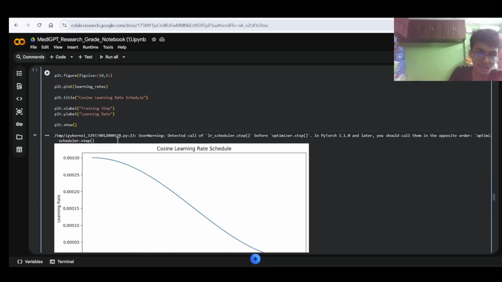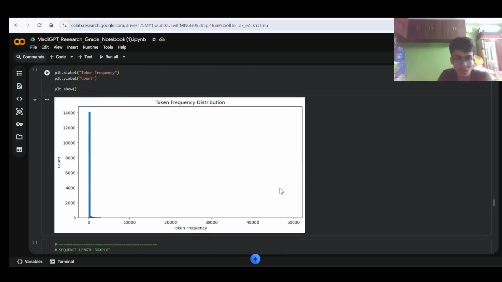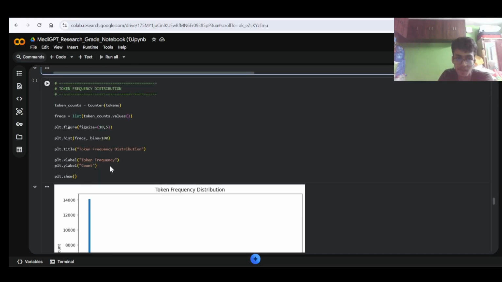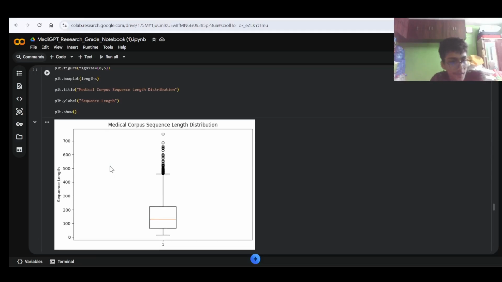No need for visualization. This is just how the cosine learning rate scheduler works, because this is a hyperparameter we also don't know. We are not using a simple vanilla SGD. This is a cosine learning rate scheduler, so it will be a cosine curve and a total frequency distribution. Now you can see this graph and the above graph are somewhat similar. And this is the medical corpus sequence length. As you can see, the sequence length keeps increasing.